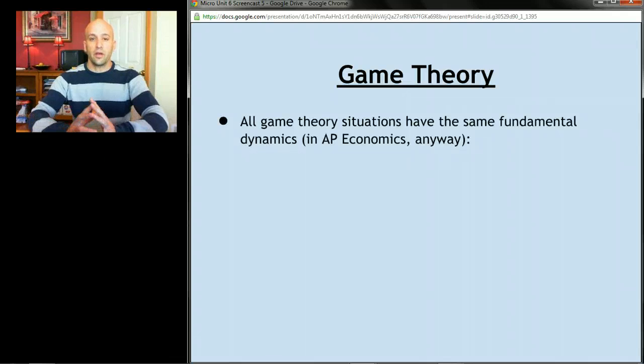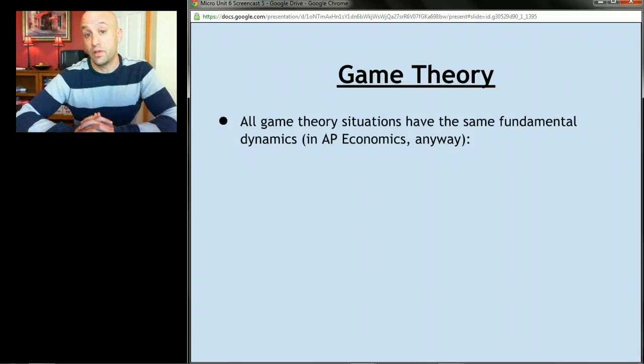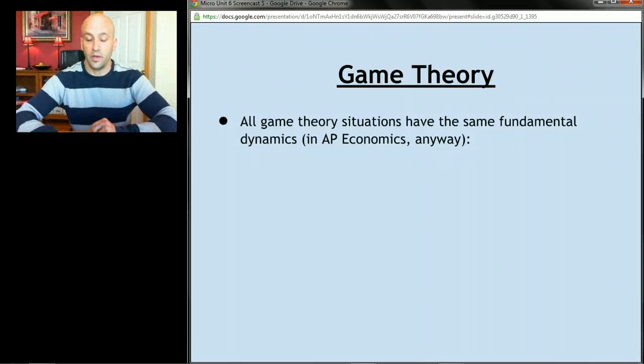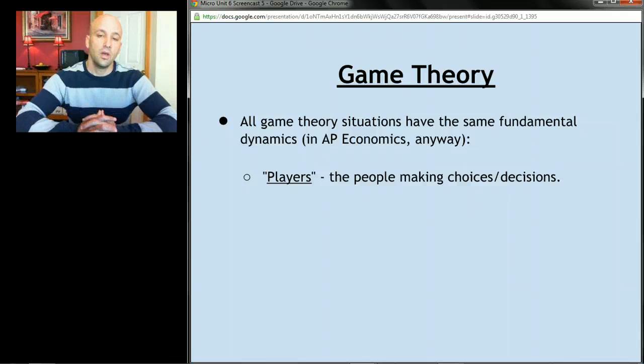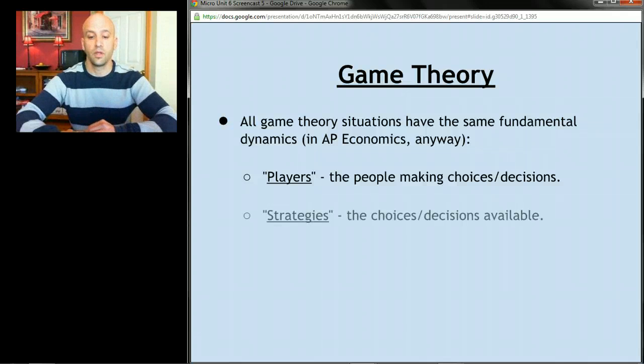All right, so let's talk about game theory dynamics, at least as you're going to see them in AP Economics. Every game theory situation that you're going to see in AP Economics, at least, are going to have the same fundamental dynamics. So let's define some terms. In every game, we're going to see what are called players. You can think of these as the people making the choices or the decisions, people who have a decision to make. In the Titan game, the players would be each of the teams.